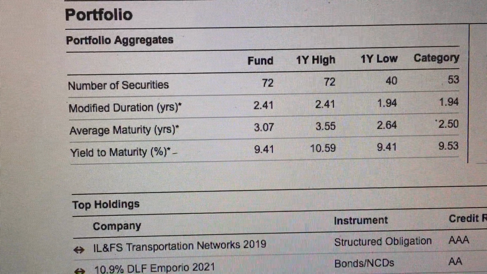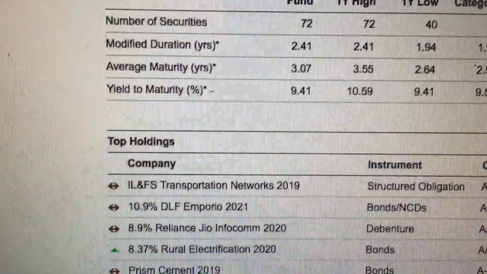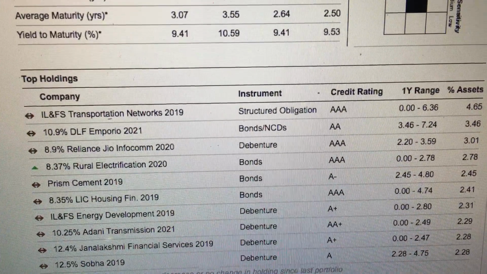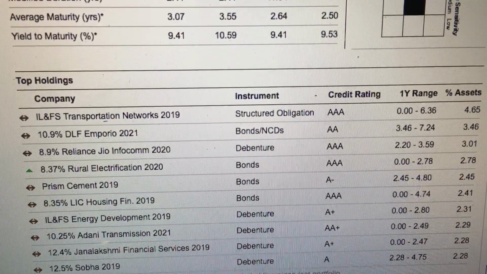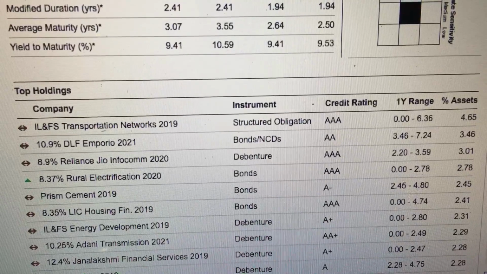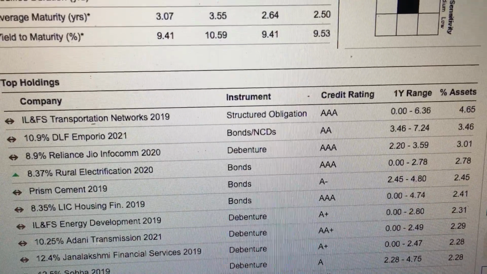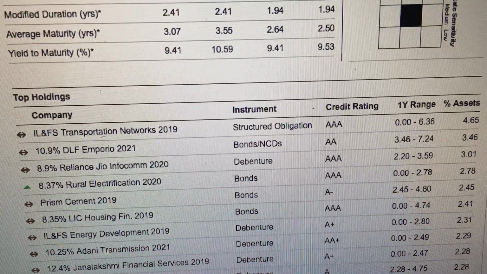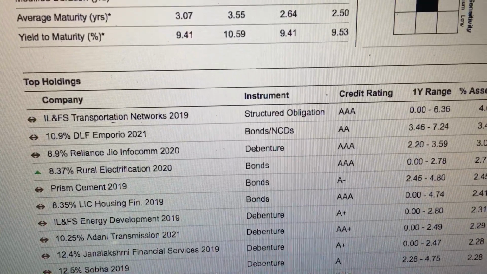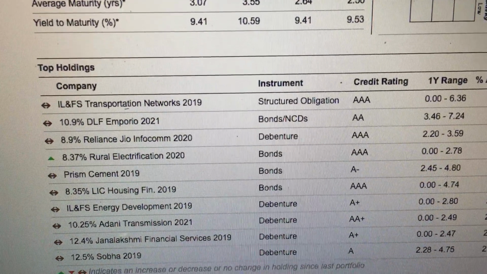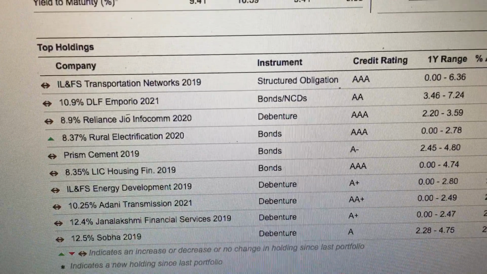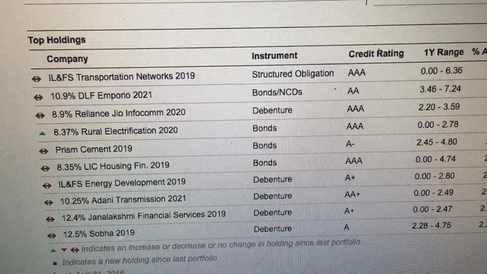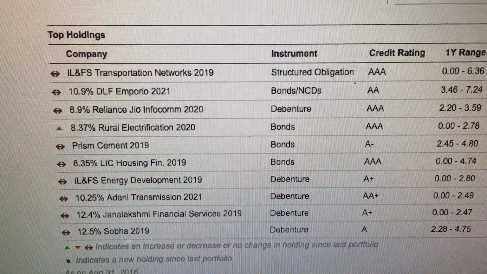What does this mean? Average maturity. Let's say I have a mutual fund and these are the top holdings in the mutual fund. I have taken ILFS Transportation Networks 2019 paper. It's close to about 4.65% of my total assets. And I have taken a 2019 paper which is maturing in 2019. DLF Emporio is maturing in 2021. Reliance Jio Infocom is maturing in 2020. Prism Cement is maturing in 2019. So if you see, the maturities of all these papers are different.